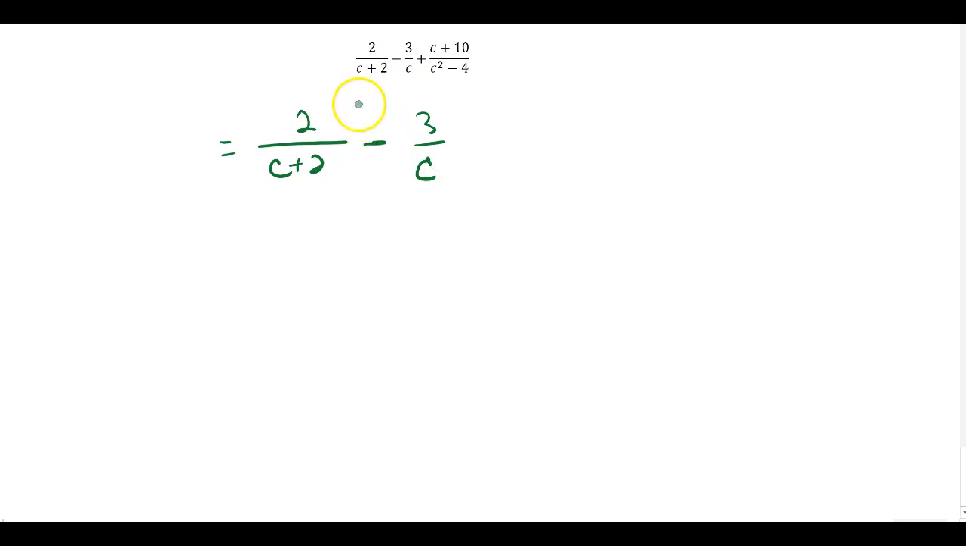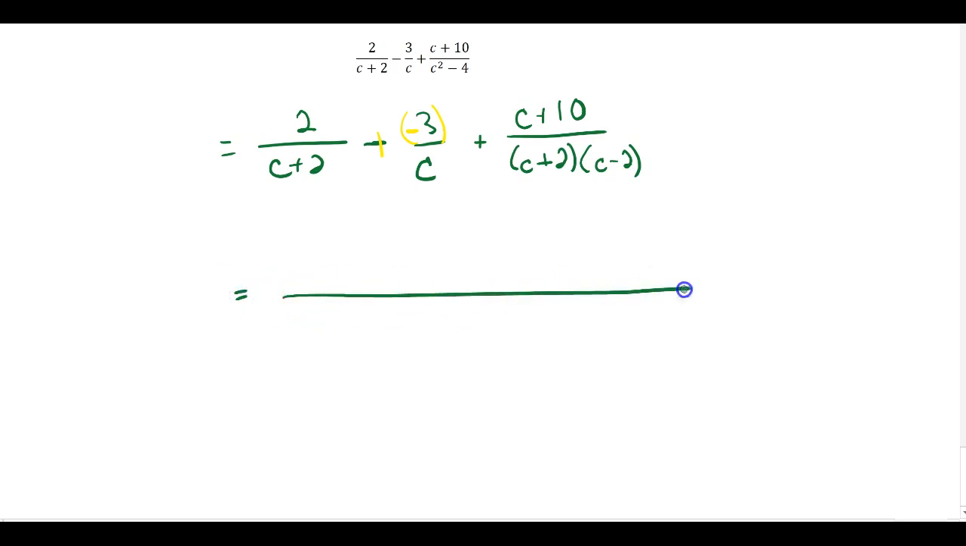And anytime I have a minus, I'm probably going to go ahead and make that a plus and move the minus up into the numerator. It makes it a little bit easier whenever I'm working with these. And then plus c plus 10. Now my denominator, c squared minus 4, is a difference of squares. So I'm going to end up with c plus 2, c minus 2.